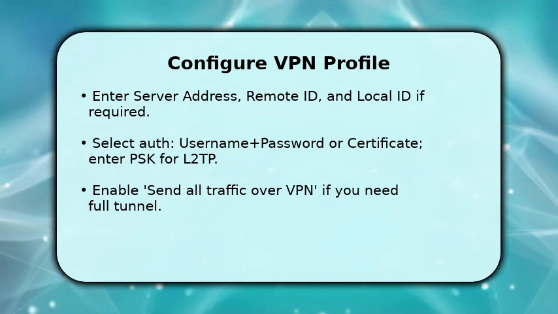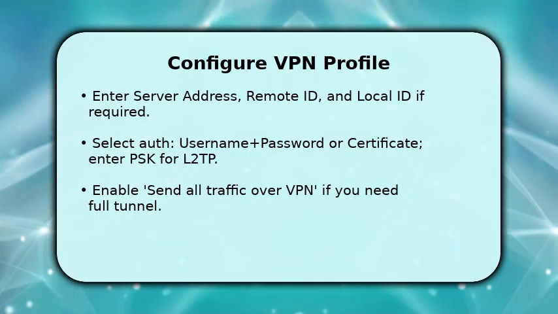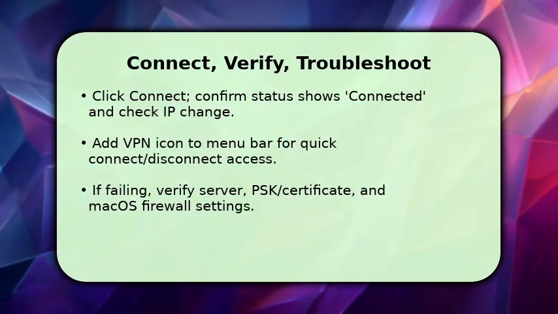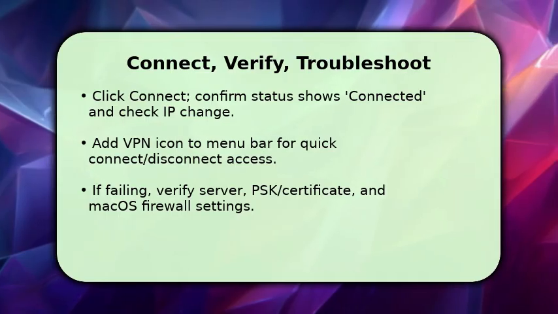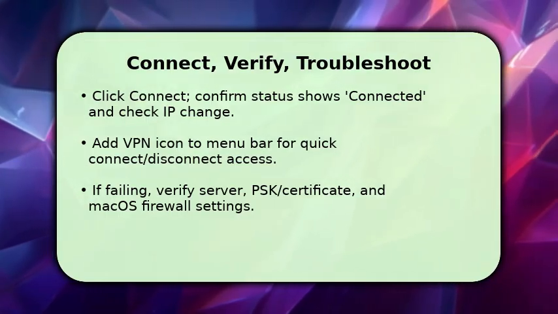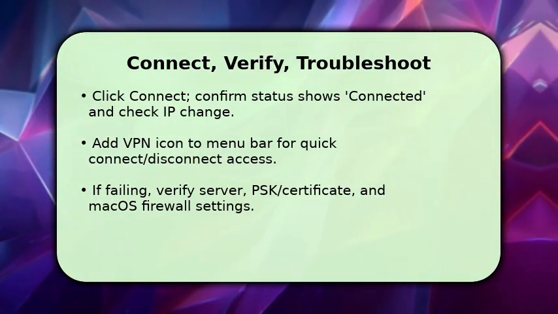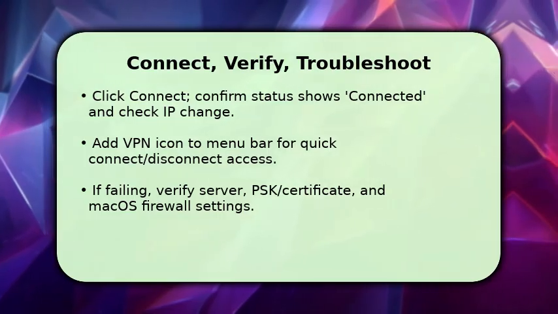You finish by clicking Connect and watching the status indicator. Once connected, verify by checking your external IP or accessing an internal resource. Add the VPN icon to the menu bar for one-click control and enable auto-join if desired.